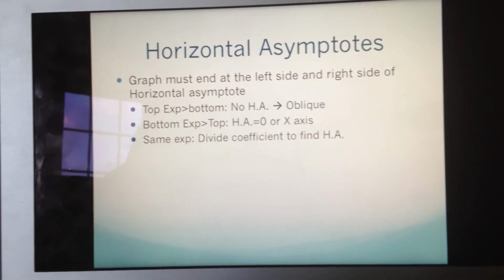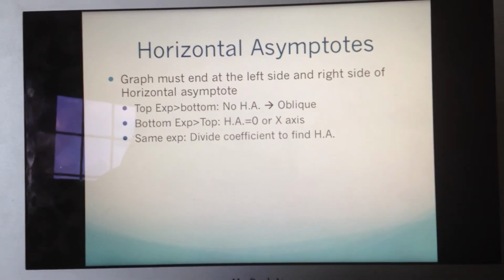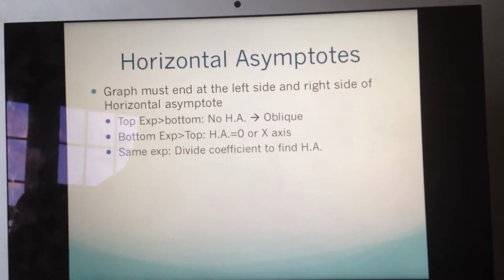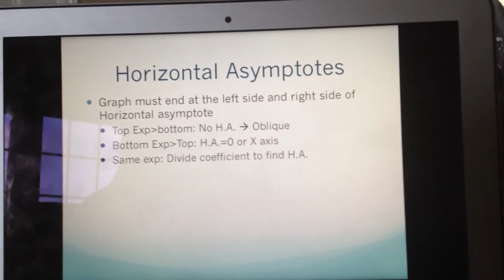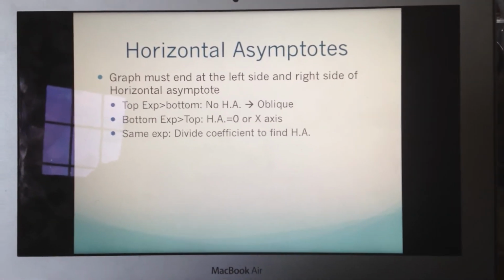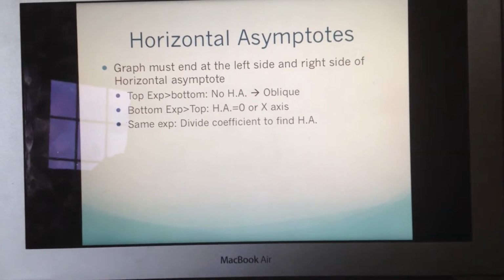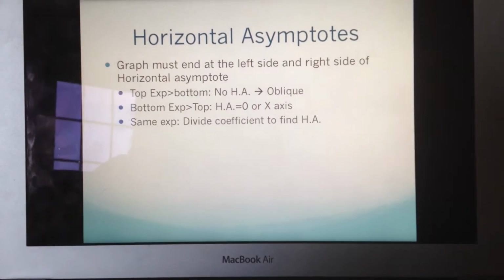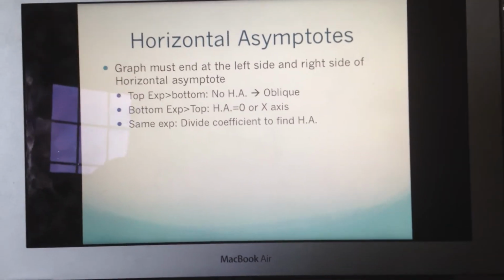So if you look at a function and the top exponent is bigger than the bottom exponent, then you have no horizontal asymptote, which leads to it being an oblique asymptote, where in that case you have to find the quotient of the top divided by the bottom and find y equals mx plus b, or your slope, so then you can graph the oblique asymptote. The next thing you need to know is that if your bottom exponent is bigger than the top exponent, then your horizontal asymptote equals 0, or the x-axis. The last case is if you have the same exponent, divide the coefficients to find the horizontal asymptote.